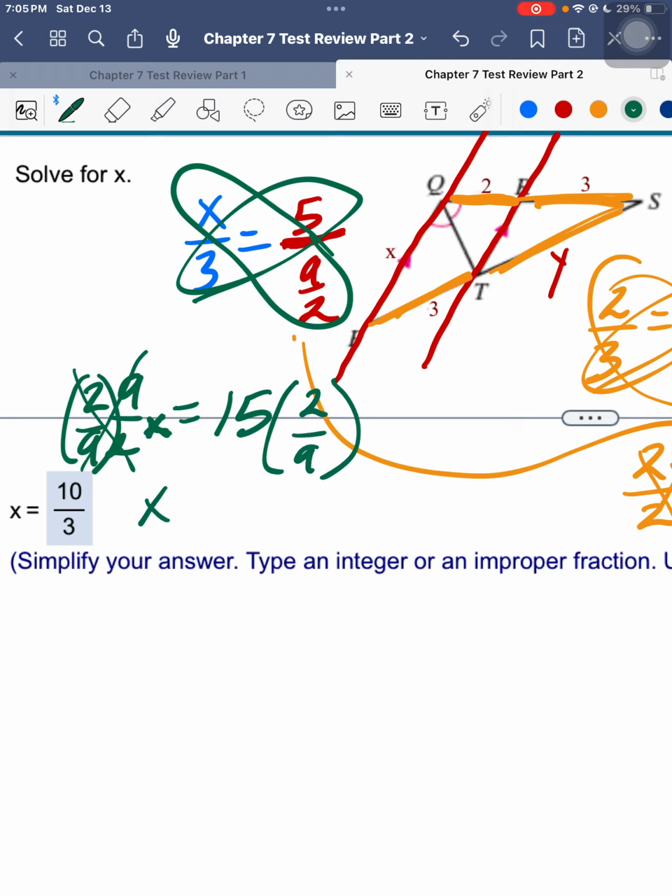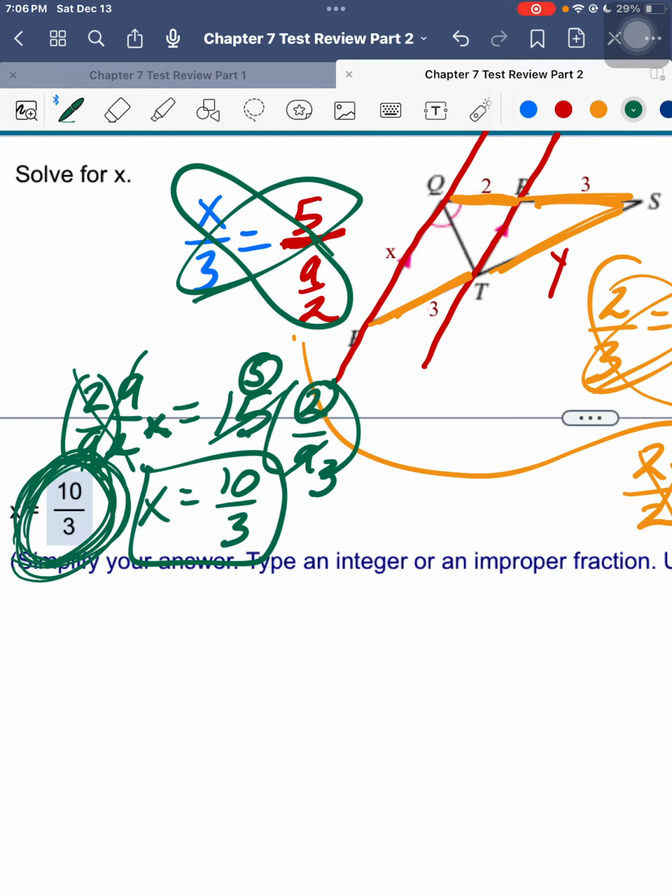So now I can cross simplify this 15 and this 9. The greatest common factor is 3. So what's 9 divided by 3? 3. What's 15 divided by 3? 5. What's 5 times 2? 10 divided by 3. There, it can't be simplified, so it's just 10 over 3, which is right here my answer, 10 over 3.